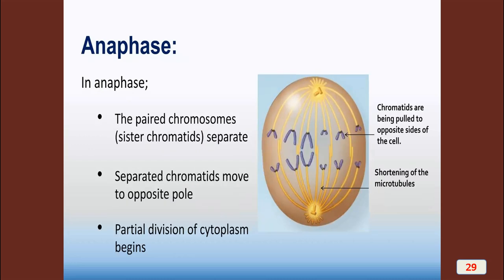Then in anaphase, the paired chromosomes separate, and the separated chromatids move to opposite poles, in opposite directions. Then partial division of the cytoplasm begins.